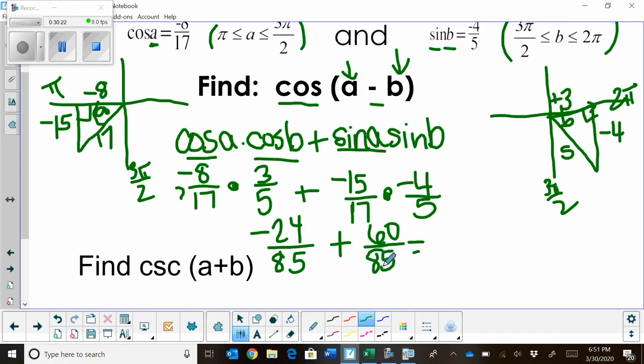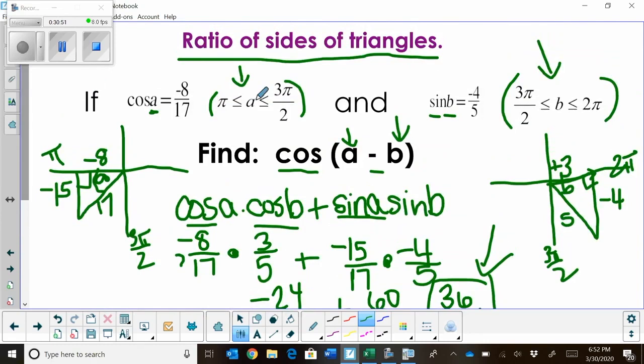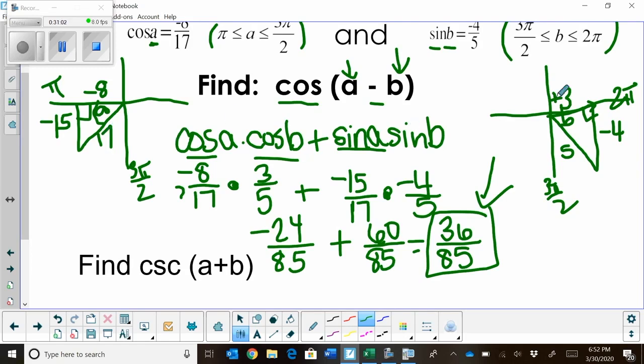Now they have a common denominator, so all I have to do is combine them. 60 minus 24 is going to give me 36/85. And that is my final answer. That's the cosine of A minus B. Wow, that's a lot. Okay, so what did we do? We drew the triangles in the correct quadrants, making sure our signs, S-I-G-N, are the right sign. Then we wrote out the cosine formula and plugged it in based on which triangle we were using.